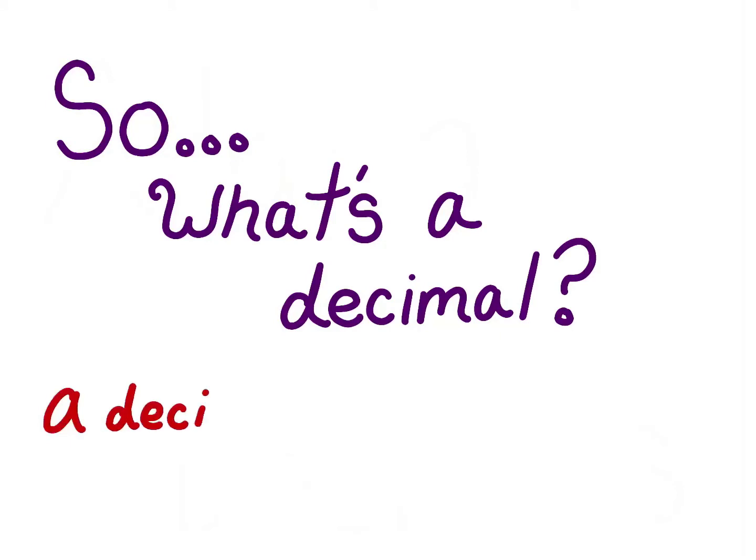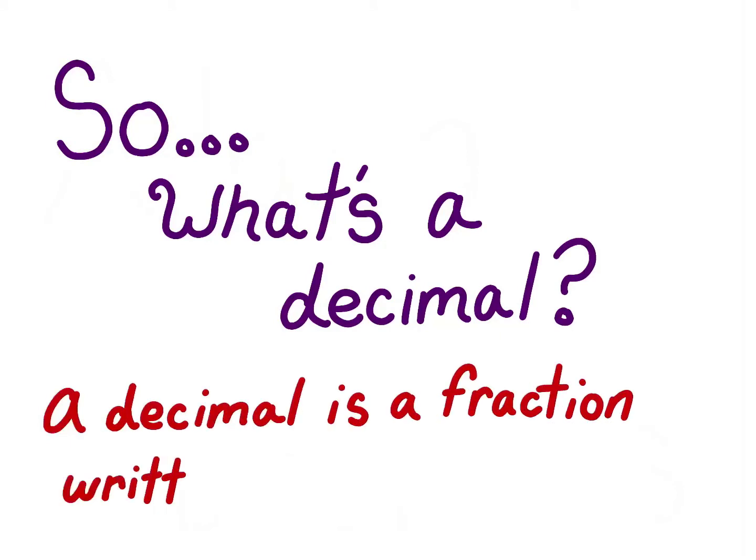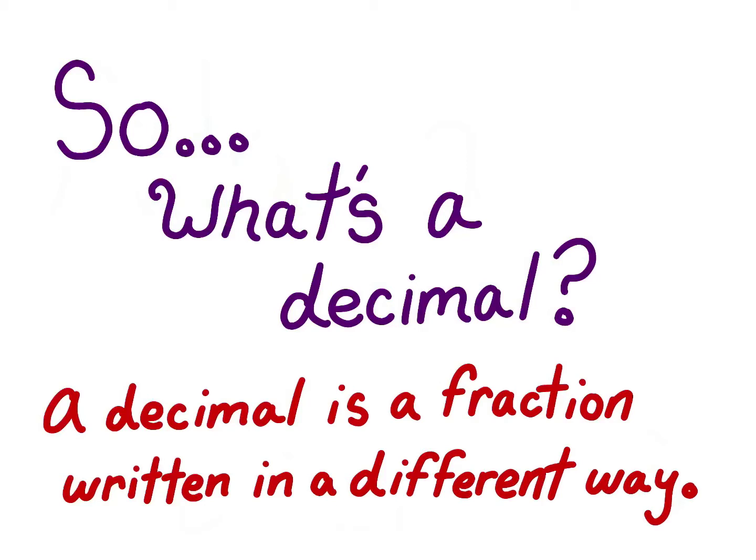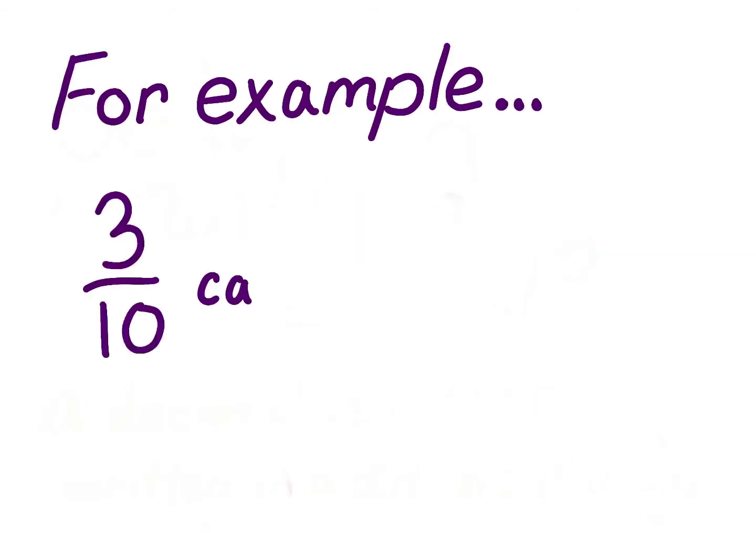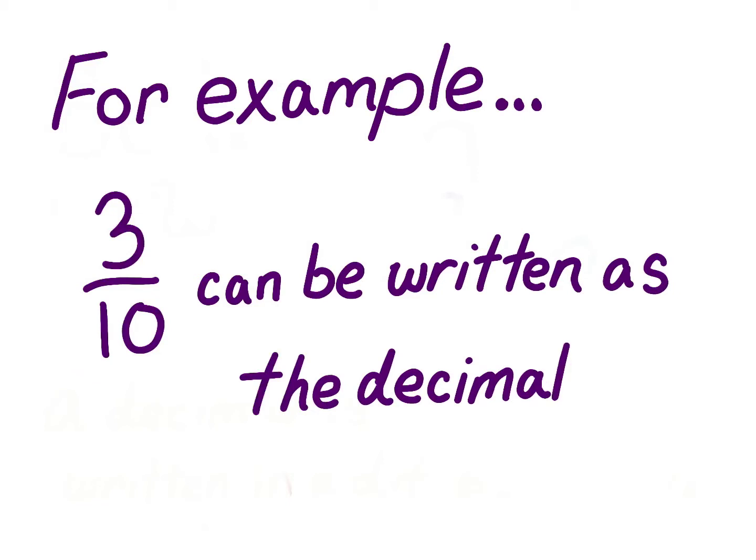So, what is a decimal? A decimal is a fraction written in a different way. We know how to write fractions, but fractions actually represent different place values. We can also represent them as decimals. For example, 3/10 can be written as a fraction with a numerator of 3 and a denominator of 10, or it can be written as a decimal, written as such, 0.3. These values, whether written as a fraction or a decimal, are equal.